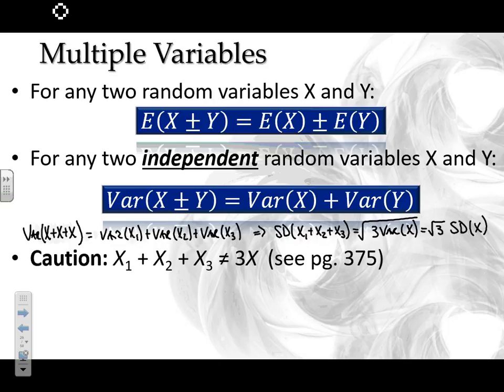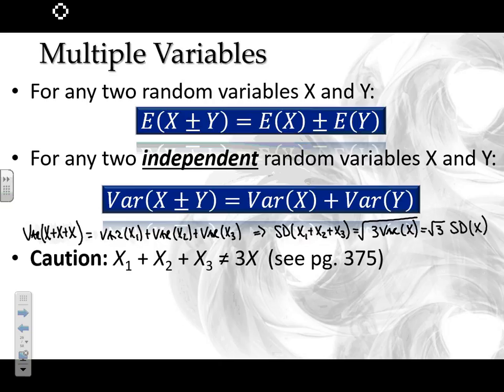Over here, if I wanted to calculate the standard deviation of 3x, all I'd have to do is 3 times the original standard deviation. Does this 3 standard deviation match this? No, it doesn't. This one's square root of 3 times standard deviation. This one is the full 3 times standard deviation.